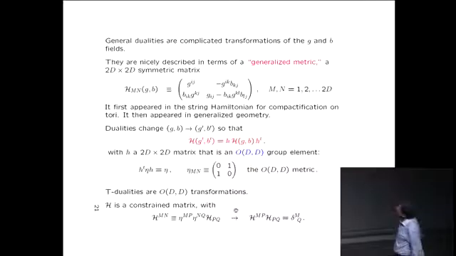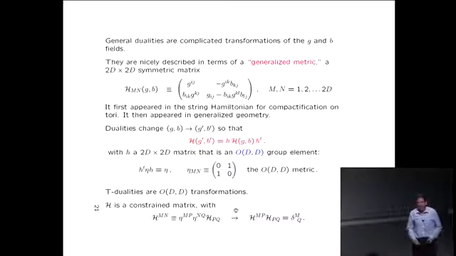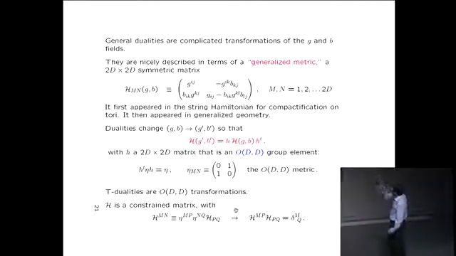Now, it's not surprising that this generalized metric satisfies a constraint, because the general symmetric 2D by 2D matrix has more degrees of freedom than that of a general D by D matrix, which is G plus B together. There are more degrees of freedom in a symmetric 2D by 2D than in an arbitrary D by D matrix, so it satisfies a constraint. All right, so we know now everything about this thing, so we can do double field theory.